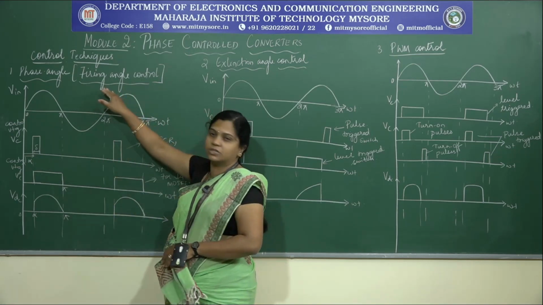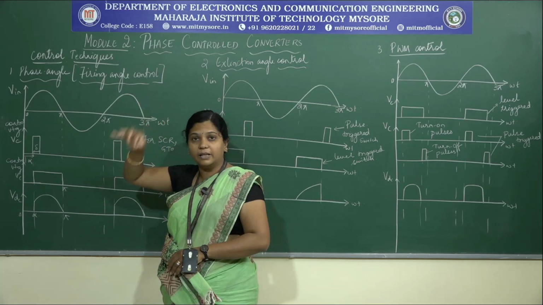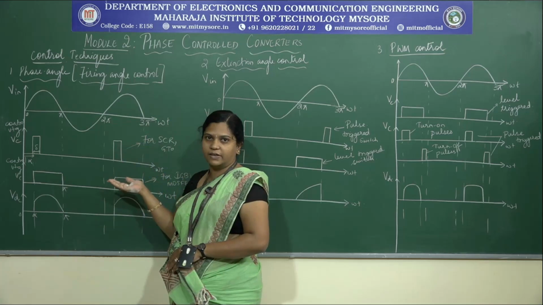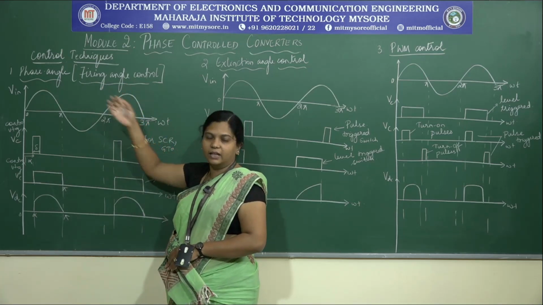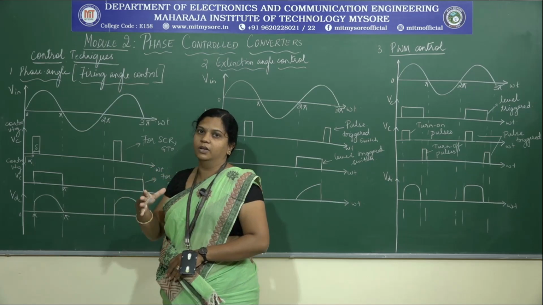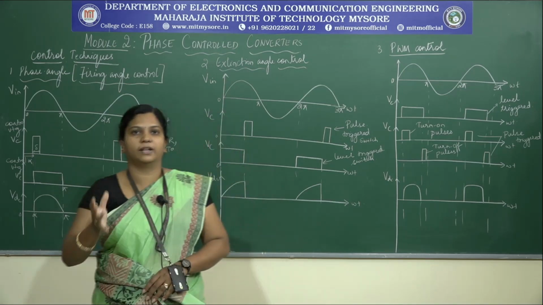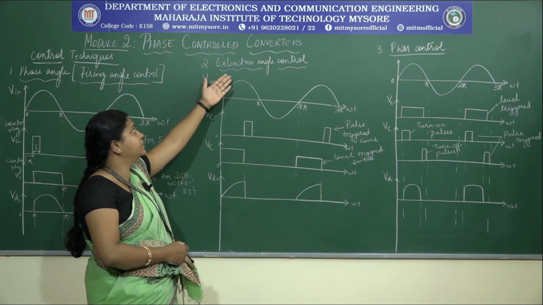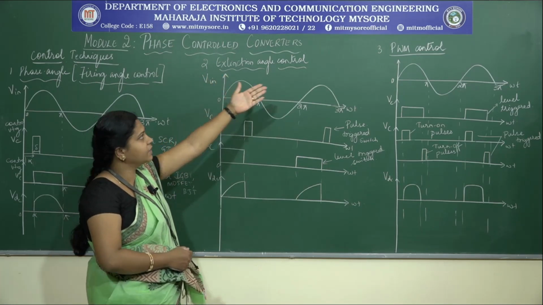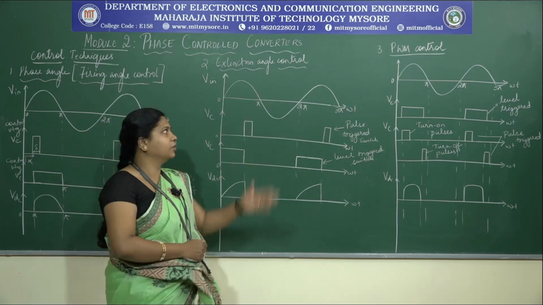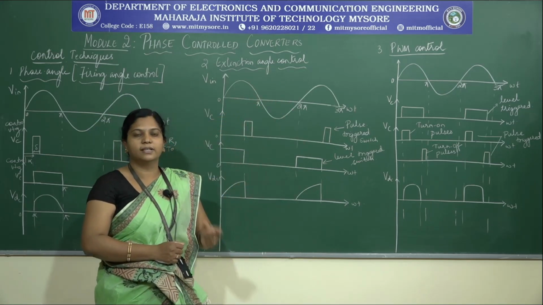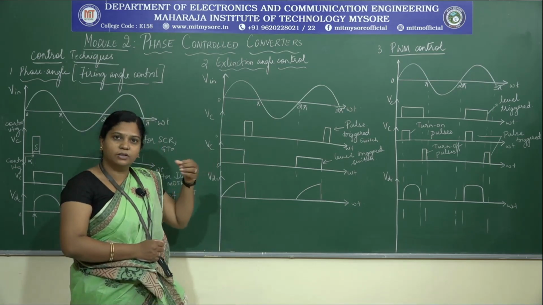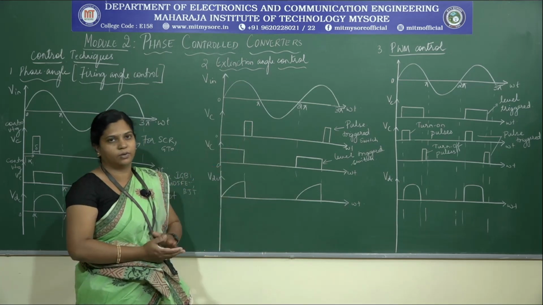The application of that pulse is known as the firing angle, or it is also known as the phase angle. Using this firing angle, we achieve control over the amount of output we require. The other control technique is extinction angle control, and the third type is PWM control. PWM means pulse width modulation. The width of the pulse is varied, and depending on the width variation, we achieve the controlling action.